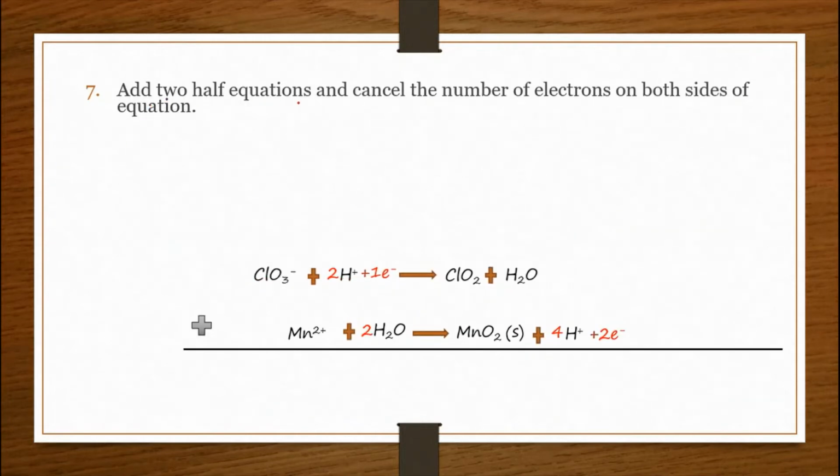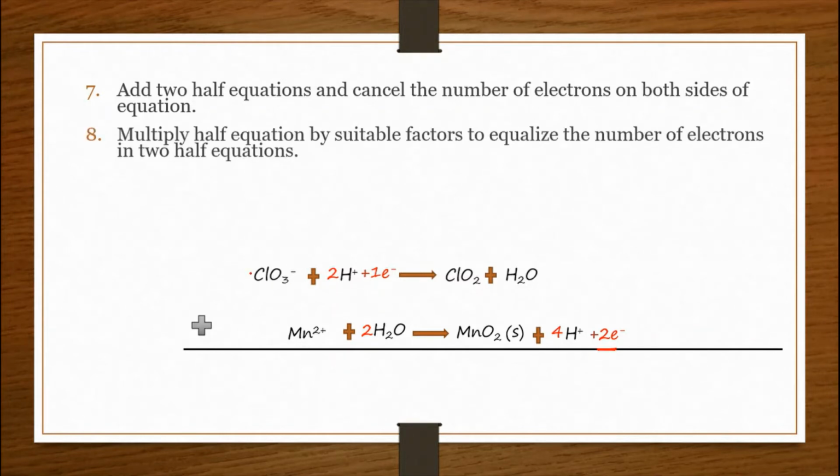Now add the two half equations and cancel the number of electrons on both sides of the equation. There are 2 electrons here and here there is just 1 electron. So we have to multiply equation 1 by a factor of 2. On multiplying the equation by 2, you will get 2ClO3-, and 2 multiplied by 2 you will get 4 H+, and here you will get 2 electrons, 2ClO2 plus 2 water. So on adding them, H+ and H+ will get cancelled out. 2 electrons and 2 electrons get cancelled out.